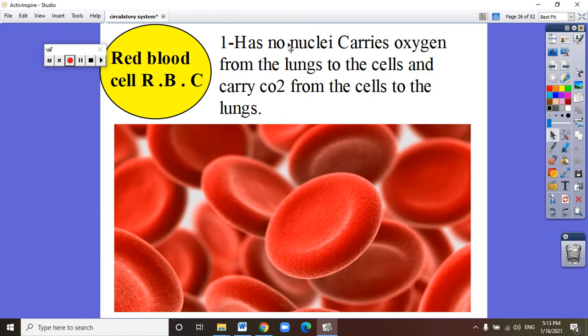Red blood cells carry no nuclei inside them. They have no nucleus. A group of nucleus, we call it nuclei. So they have no nuclei inside them. Okay, and they carry the oxygen from the two lungs to the cells, and they also carry carbon dioxide from the cells to the two lungs. So the red blood cells carry the gases, the oxygen and the carbon dioxide.